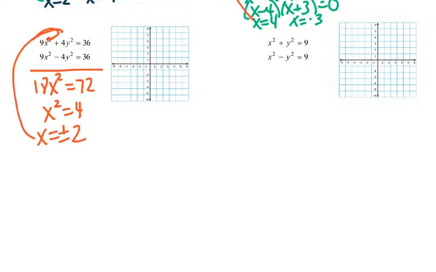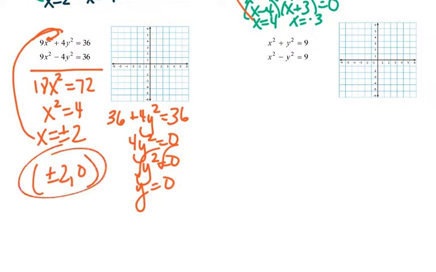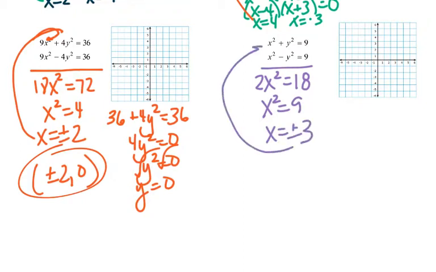When I plug that back in there, either positive or -2 is going to give me x squared of 4. 4 times 9 is 36, right? And then any way I slice it here, I'm going to get y squared equals 0. Plus or minus 0, same thing as 0, so plus or minus 2, 0. No graph needed, right? You could if you wanted to, but usually on these it's just going to take me too much time to draw that graph, and I can easily get the answer by then. So x is plus or minus 3, plug it back in. You could probably tell along with me that the y is 0, so plus or minus 3, 0.